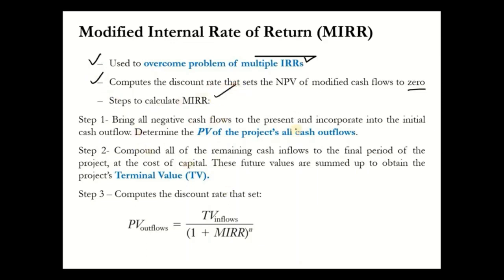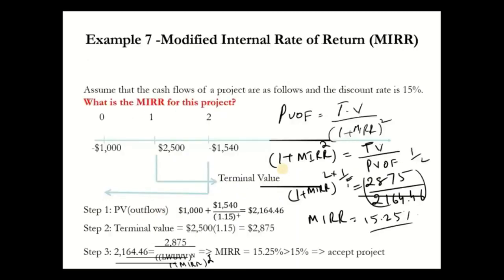Steps are, if you can just see this timeline here, it will be easy for you. So for instance, we have outflow here and inflow here and outflow here. What do we need to do? We take all the inflows to terminal. So we have to find the future value of all the cash inflows, right? So what is the terminal value? We need to find the future value.